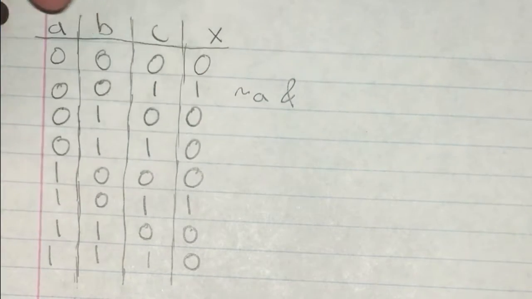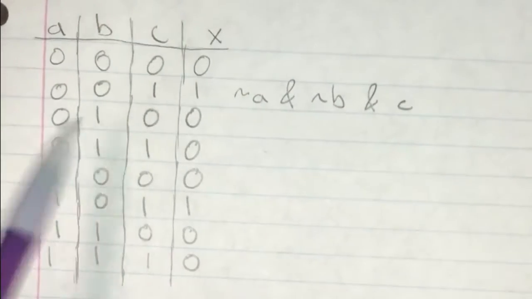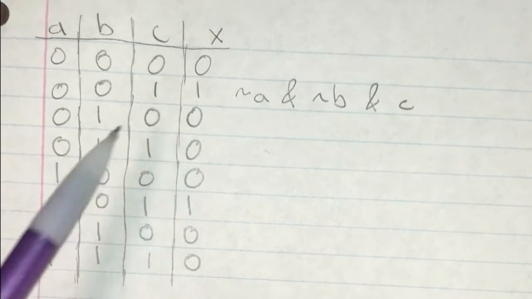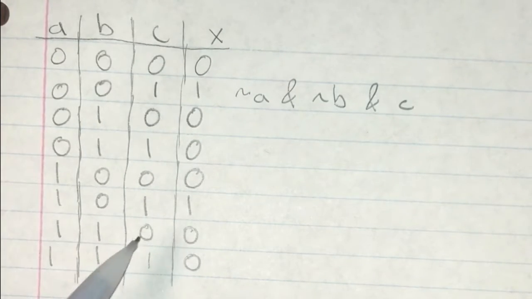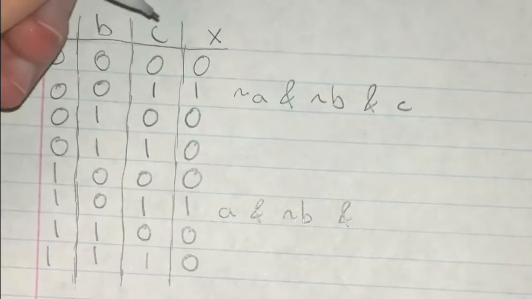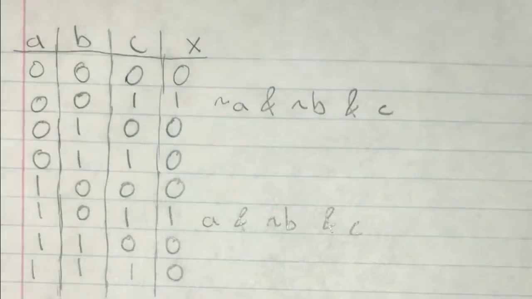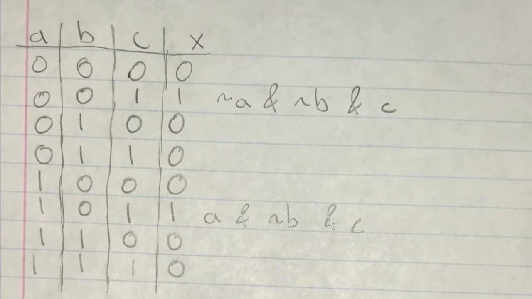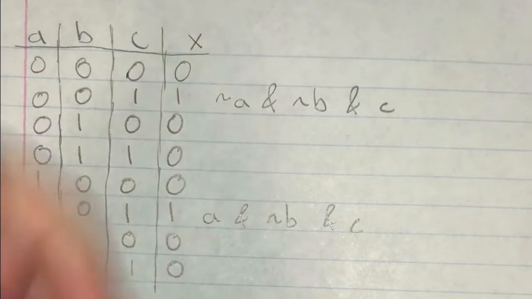So with the first one here, we have not A and not B and C. So that's for just this line, and that's going to give us a true output. For our second one, we have A and not B and C. So from these two expressions, we can create our Boolean expression for the truth table.